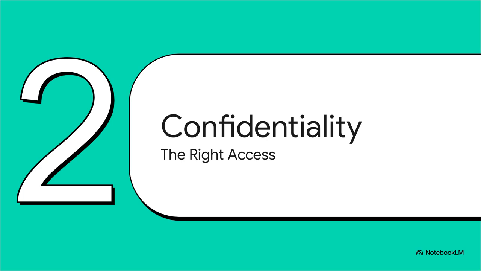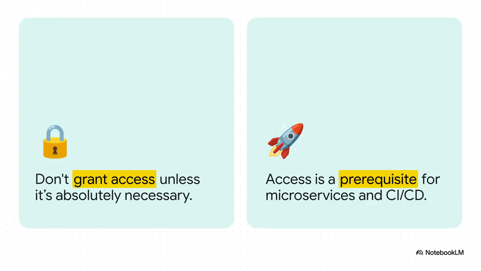Moving on to Section 2, confidentiality, the right access. This is all about shifting from restriction to minimal contextual access. Now, what's really interesting about this first pillar of our modernized triad is how clearly the paradigm has shifted here. The old thinking was really simple. Don't grant access unless it's absolutely necessary. But the cloud reality? It dictates that access is the very lifeblood of the system.